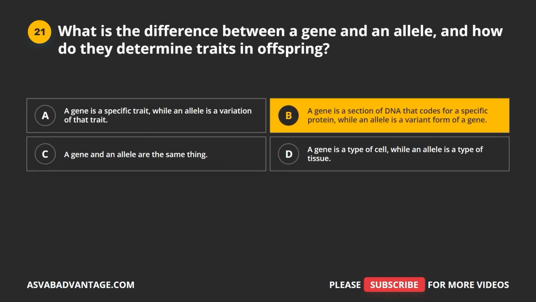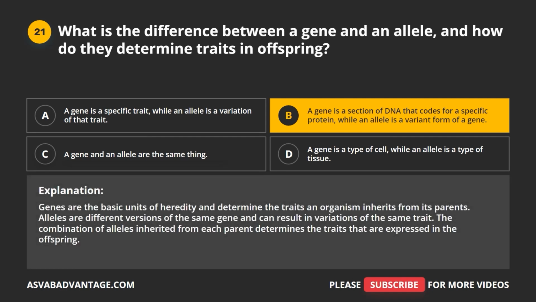A gene is a section of DNA that codes for a specific protein, while an allele is a variant form of a gene. Genes are the basic units of heredity and determine the traits an organism inherits from its parents. Alleles are different versions of the same gene and can result in variations of the same trait. The combination of alleles inherited from each parent determines the traits that are expressed in the offspring.